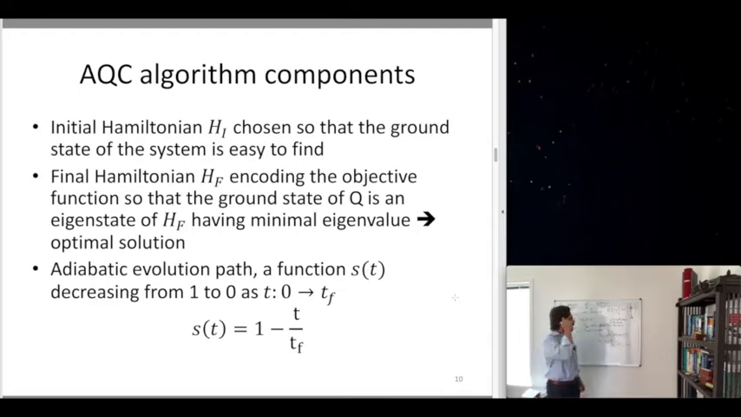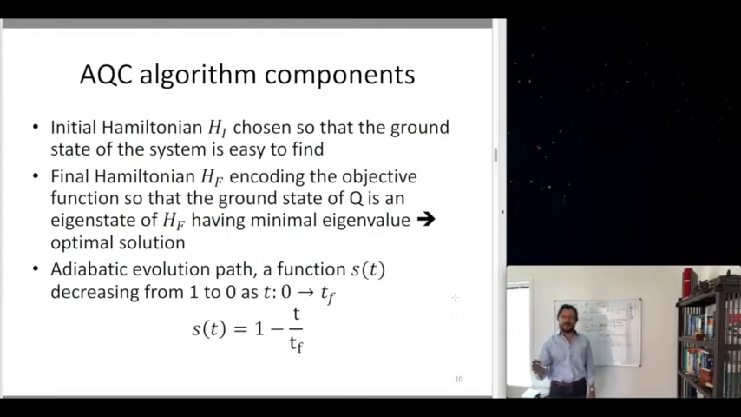Before we look at a very simple example problem, we want to talk about the components that we need in an adiabatic quantum computing algorithm. We need an initial Hamiltonian. This is the starting configuration. It's a very similar way of thinking to our gate model. Instead of defining an input register with zeros and ones, we now have an initial Hamiltonian, which we understand well, which is the ground state of the system. That's easy to find out. So we want to start in the ground state of the system. Whatever that quantum annealing system is, that ground state we need to understand, and that's how we start. And we want to have a final Hamiltonian encoding the objective function.